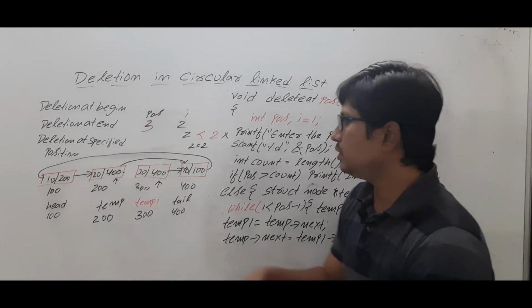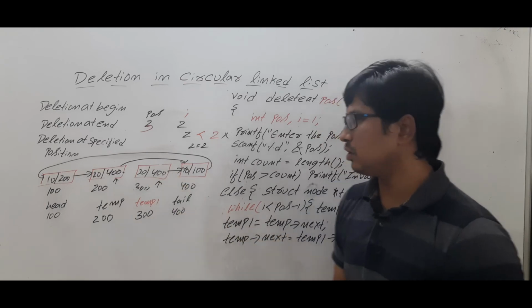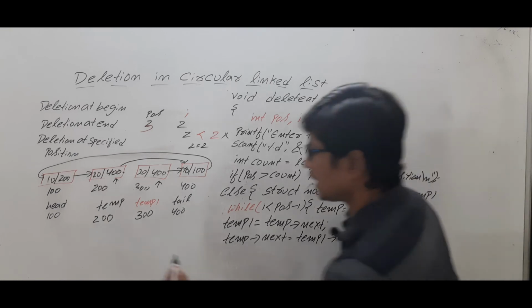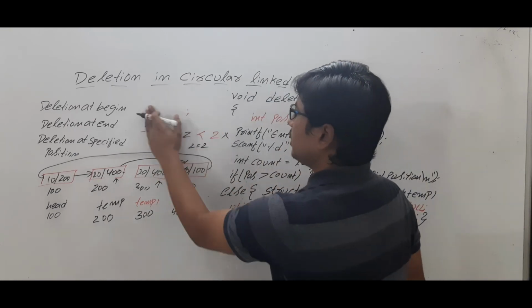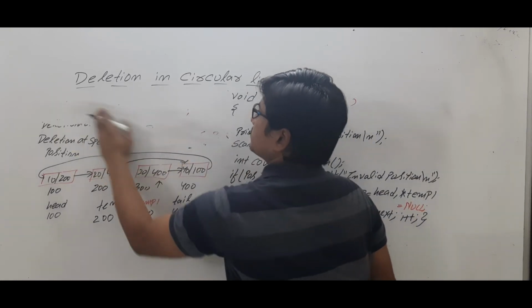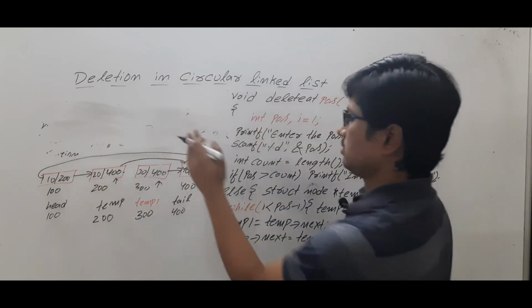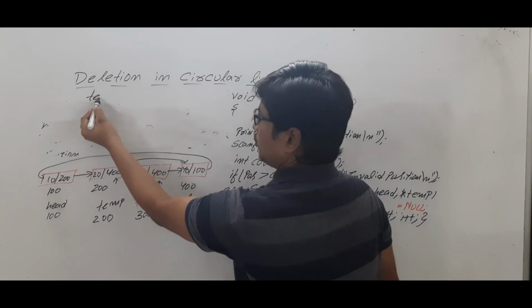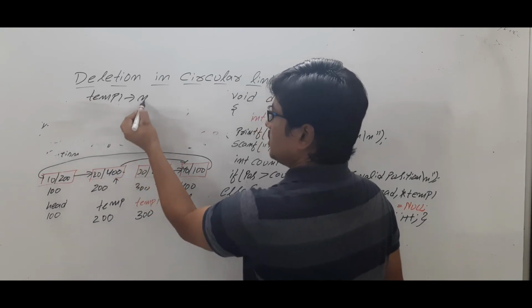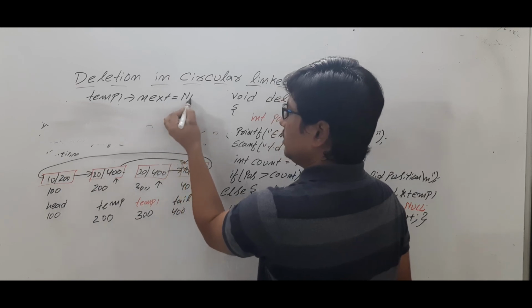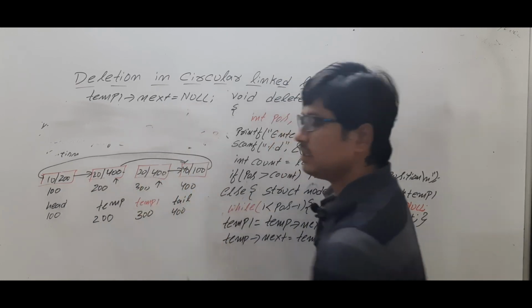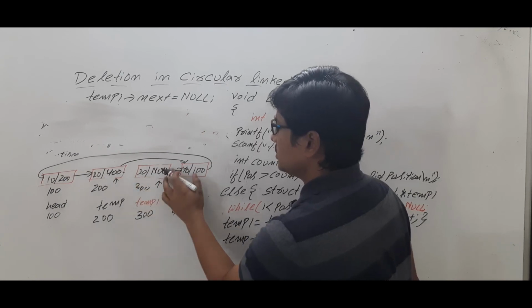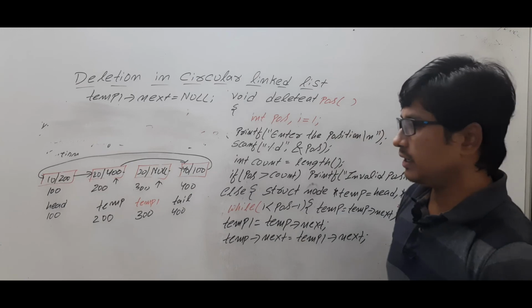Then you need to remove this link also. Am I right? So how can you remove that one? I hope it is visible for you, or let me write it here, using this space. After this statement you can write temp1 of next is equal to null. What is temp1? 300. 300 of next is this one, and you are assigning the value null here. So this link will be down. Okay, are you able to understand?